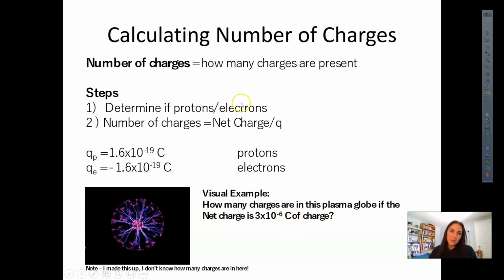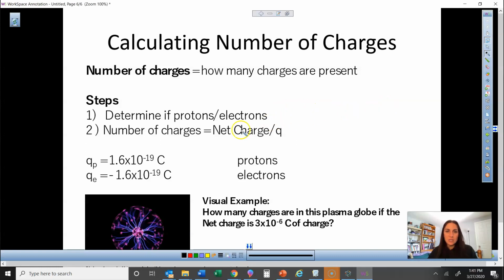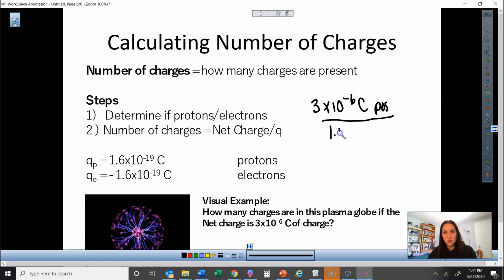So what I'm going to do is determine the number of charges, which I have here. And then you have to determine if it's positive or negative, so you use the right value. I just put charges, so we're going to make it positive just to make things easier. Essentially, I'm going to take the net charge and divide by Q. So 3 times 10 to the negative 6 coulombs of positive charge, why not? Divided by the charge of 1 positive charge.